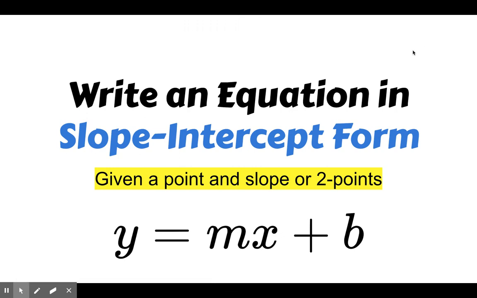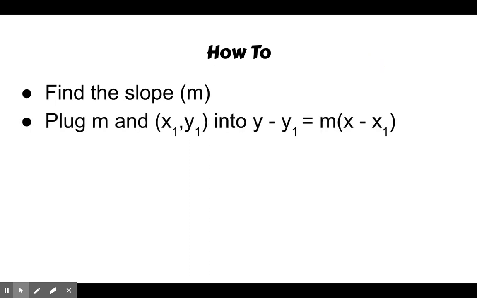Today we are going to continue to talk about writing linear equations, but today we are going to write our equations in slope-intercept form, which you should recall is y equals mx plus b. We're going to do that if we are given a point and a slope or if we are given 2 points. So how to? First thing we need to do is find the slope if it is not given. Then we're going to plug that and the point into this formula.